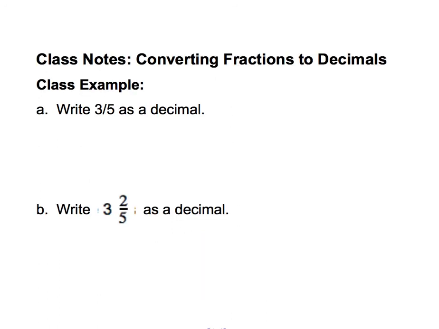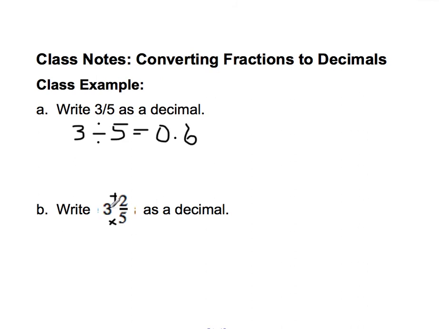So when we're converting fractions to decimals, 3 over 5 means 3 divided by 5. And you're going to get 0.6. So just a little review of converting fractions to decimals. Some people have problems with what to do with a mixed fraction. You can change it to improper by multiplying and then adding.